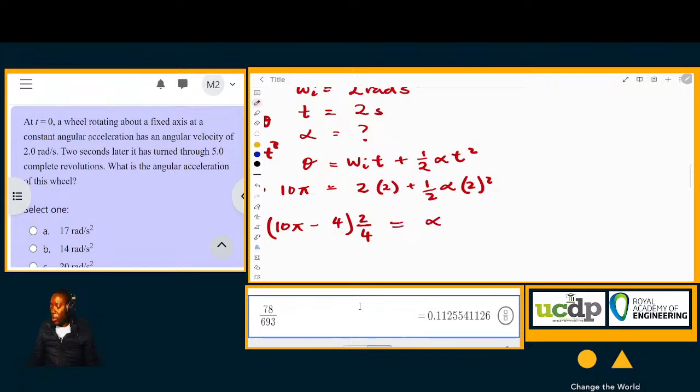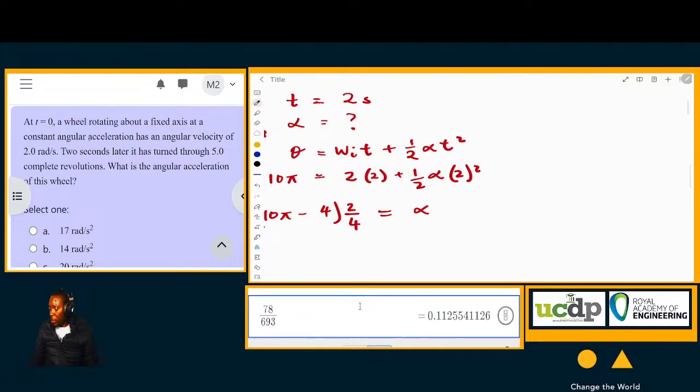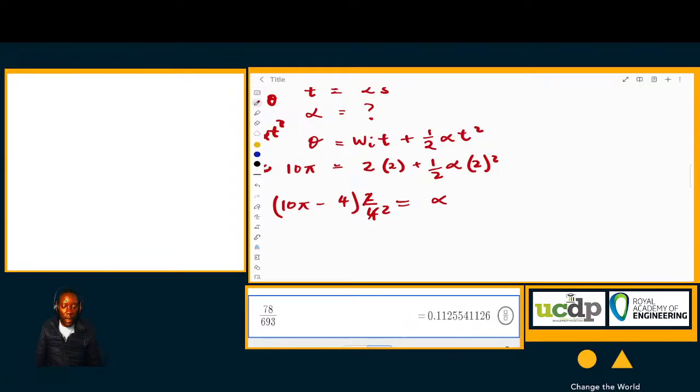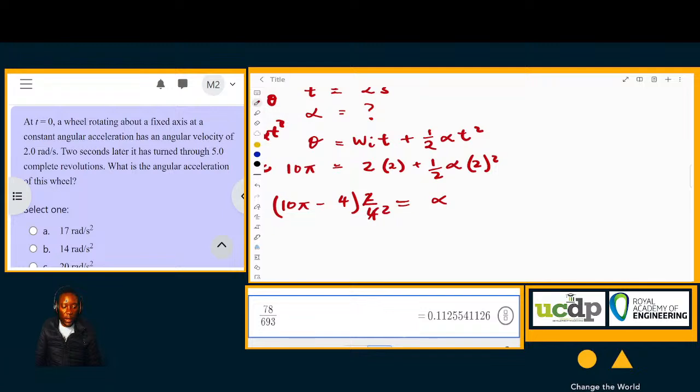So if we multiply by this 2 in the denominator from the second term, and we divide by 4 there, we just take everything to the other side and remain with alpha on the right hand side. So 10 pi minus 4 over 2, which is 5 pi minus 2, is our answer. 5 pi minus 2. Let me see if my calculator can give us that. 5 pi minus 2.